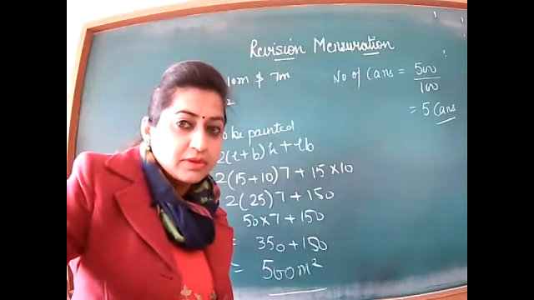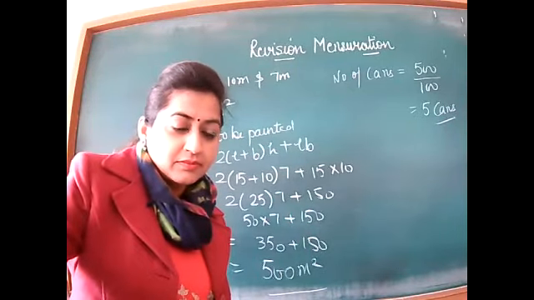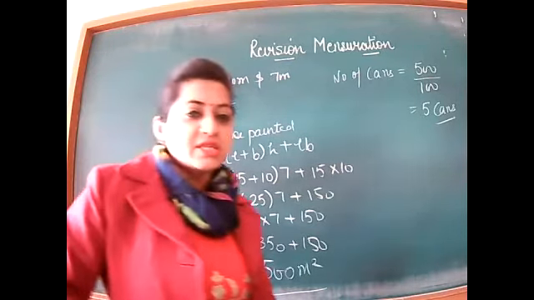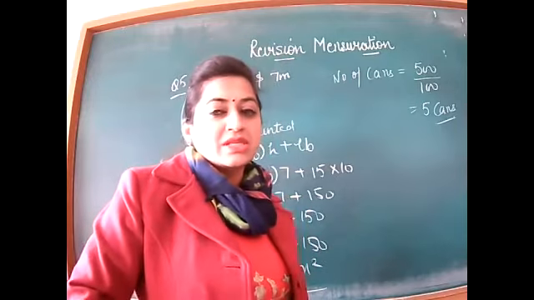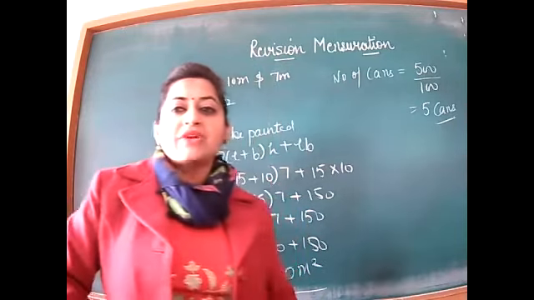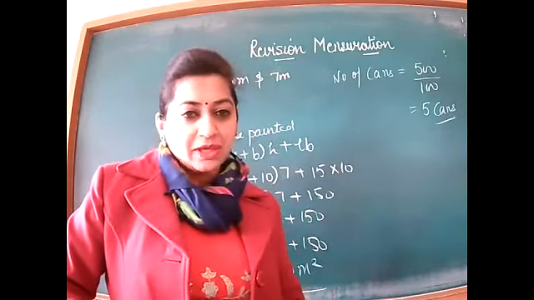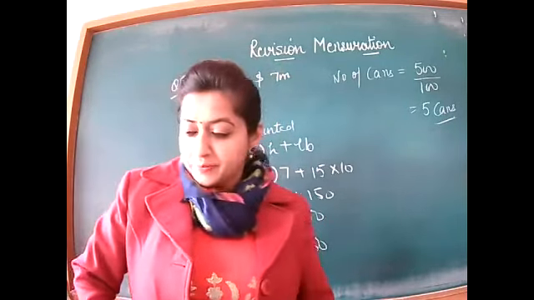Ma'am, 440 m square answer is coming. Okay, 440 meter square sheet is required to make the closed cylindrical tank. Formula we have used here is 2 pi r, in the bracket we have h plus r. Got it?